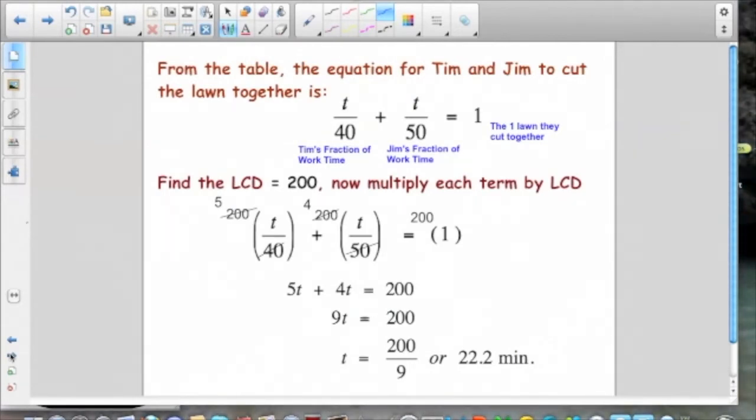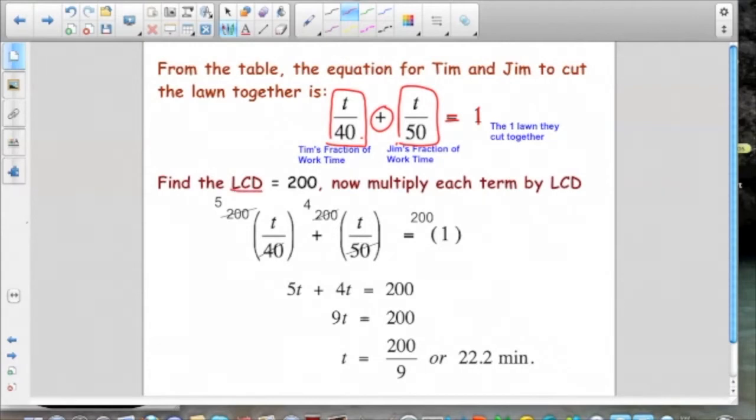So now we know they're working together. So from the previous page, from that table, we knew that Tim, that was his fraction of time, and Jim's fraction of time is that. And we know they're cutting together, that's why there's a plus, and one lawn. Okay, now it's very similar to what you've been doing.